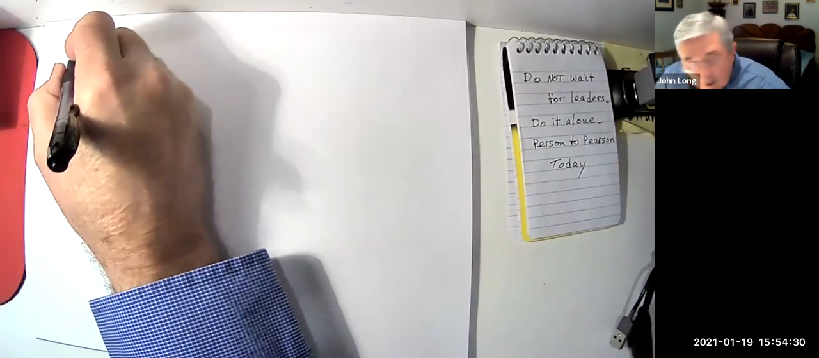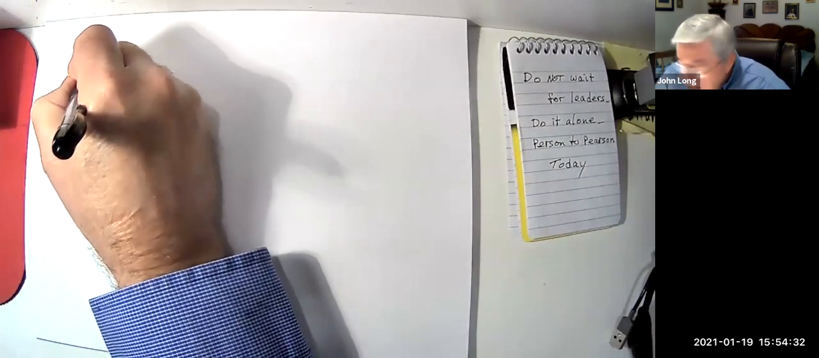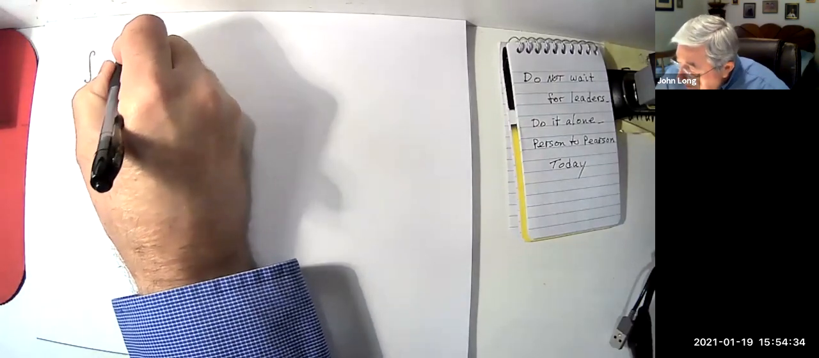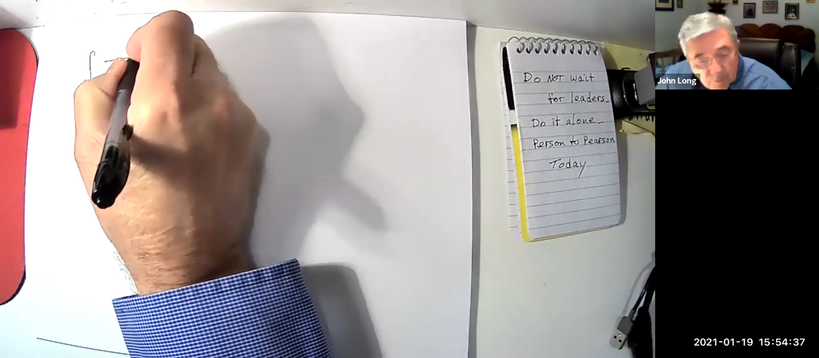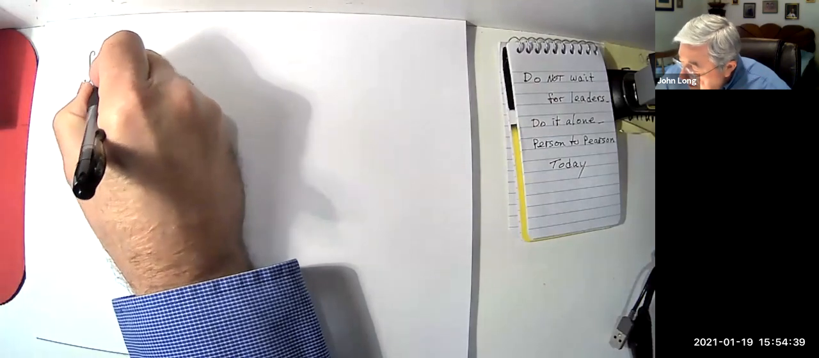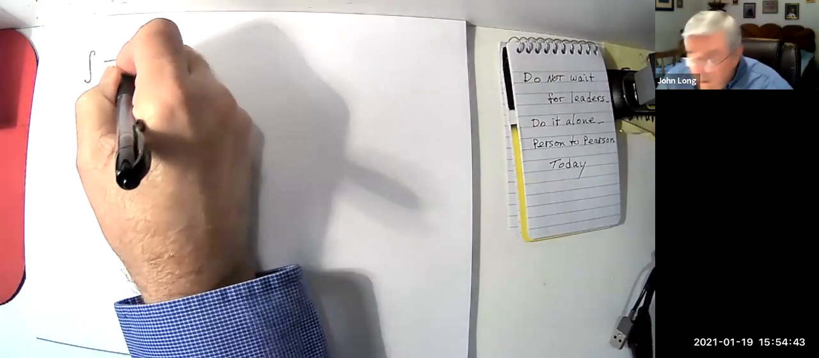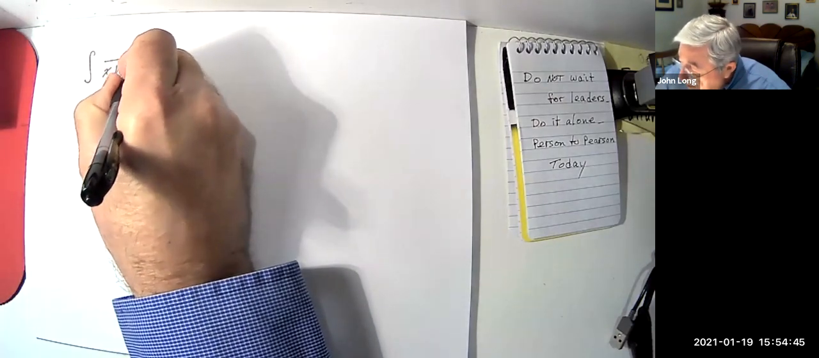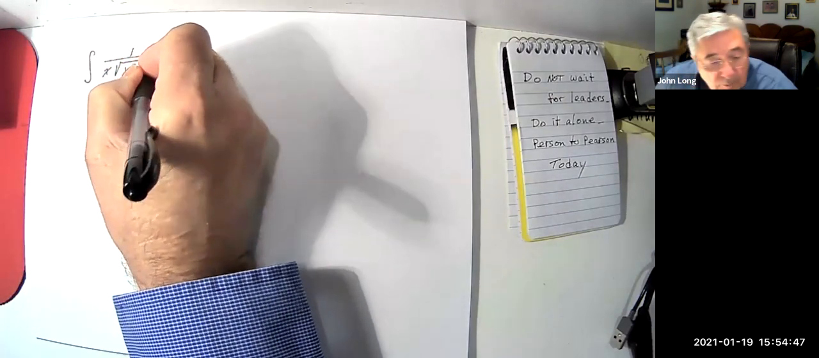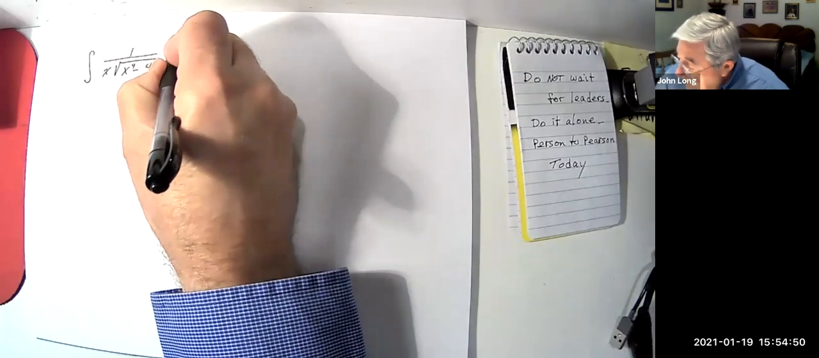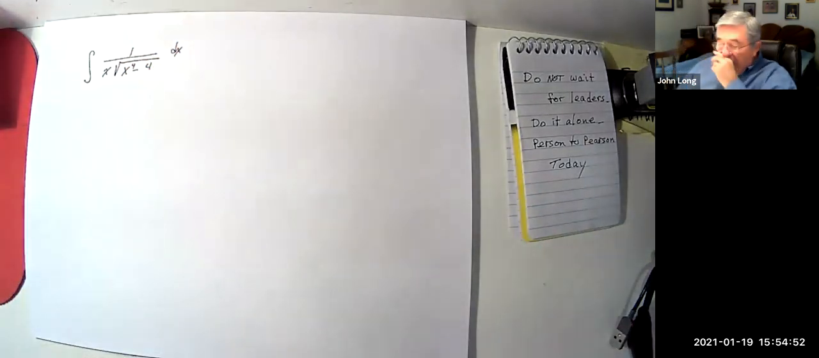Now, here's a problem that shouldn't be too much of a problem. 1 over x square root of x to the 4th minus 4 dx. That's the way it comes to us.